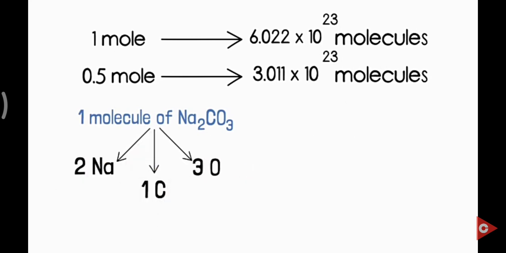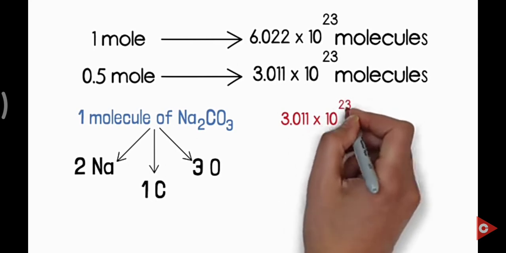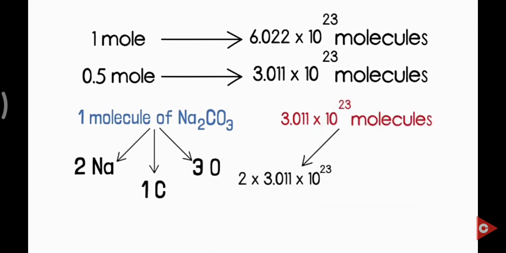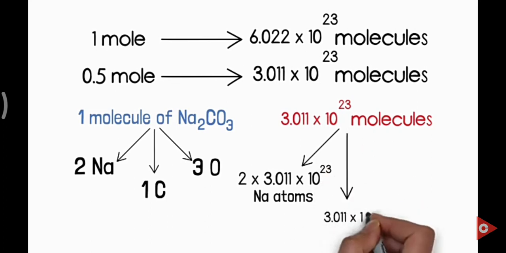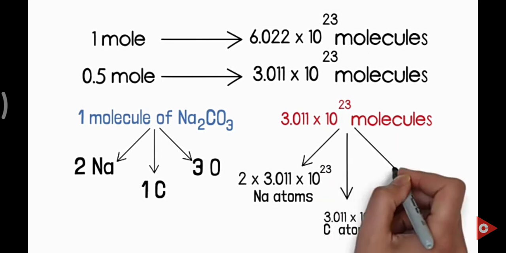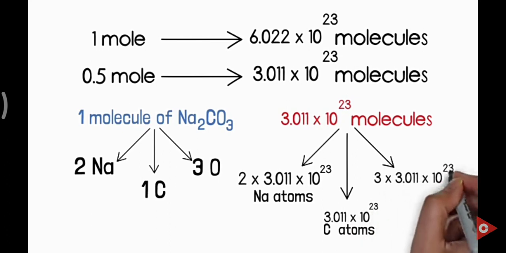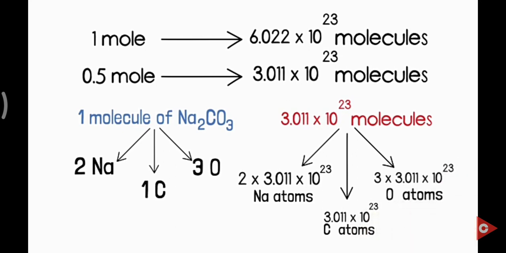So अगर Na2CO3 के एक मॉलिक्यूल में 2 सोडियम एटम है तो 3.011 into 10 to the power 23 molecules में कितने होंगे? It will be 2 into 3.011 into 10 to the power 23. एक Na2CO3 मॉलिक्यूल में एक कार्बन एटम है. So 3.011 into 10 to the power 23 मॉलिक्यूल्स में 3.011 into 10 to the power 23 कार्बन एटम होंगे. Similarly, एक Na2CO3 मॉलिक्यूल में 3 ऑक्सीजन एटम है. So 3.011 into 10 to the power 23 मॉलिक्यूल्स में होंगे 3 into 3.011 into 10 to the power 23. So अब आप मास से नंबर ऑफ मॉलिक्यूल्स और नंबर ऑफ एटम्स भी निकाल सकते हैं.